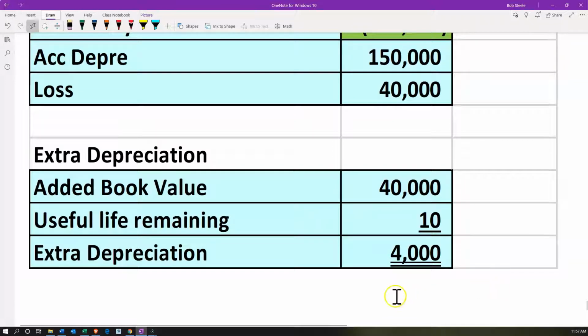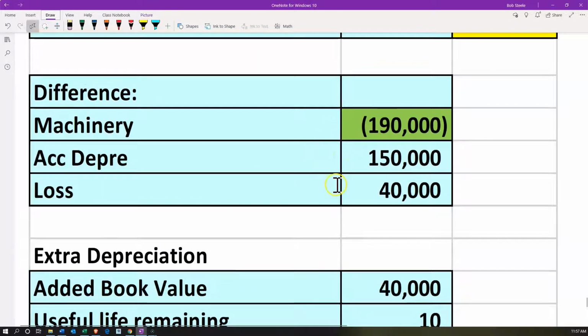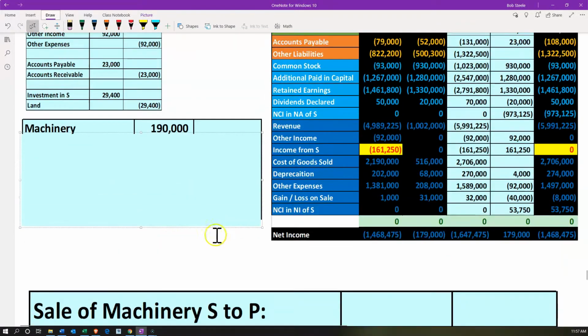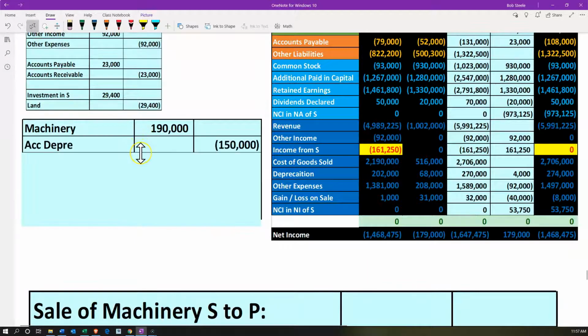So we actually need to increase the depreciation by $4,000, because we're going to take that $40,000 divided by 10. That's going to give us our $4,000. So we're going to have to add the depreciation. We're going to have to add these items using the journal entries up top. So the machinery is going to go back on the books for the $190, debiting the $190. The related accumulated depreciation is going to have to go back on the books. It's got a credit balance, so we're going to credit it by $150,000.